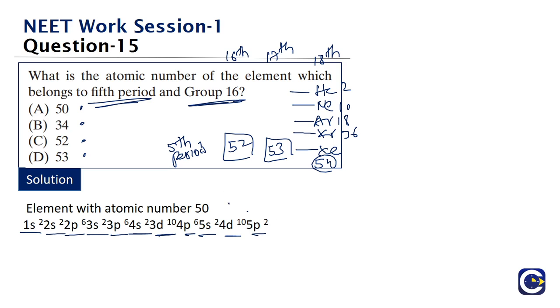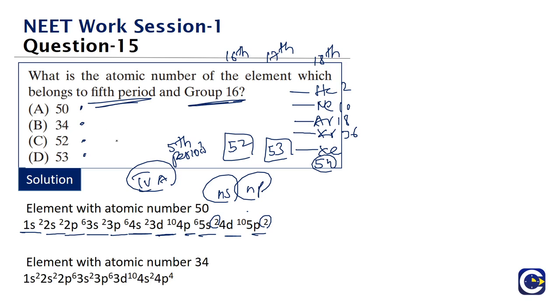So p block, we look at ns electrons and np electrons. Ns, what is electrons? 2 electrons. 5s, 2 electrons. 2 plus 2 is what? 4. Means it is the 4A group. 4A group modern naming is what? 14th group. 4A group means modern it is what? 14th group. So this is not in the 16th group.